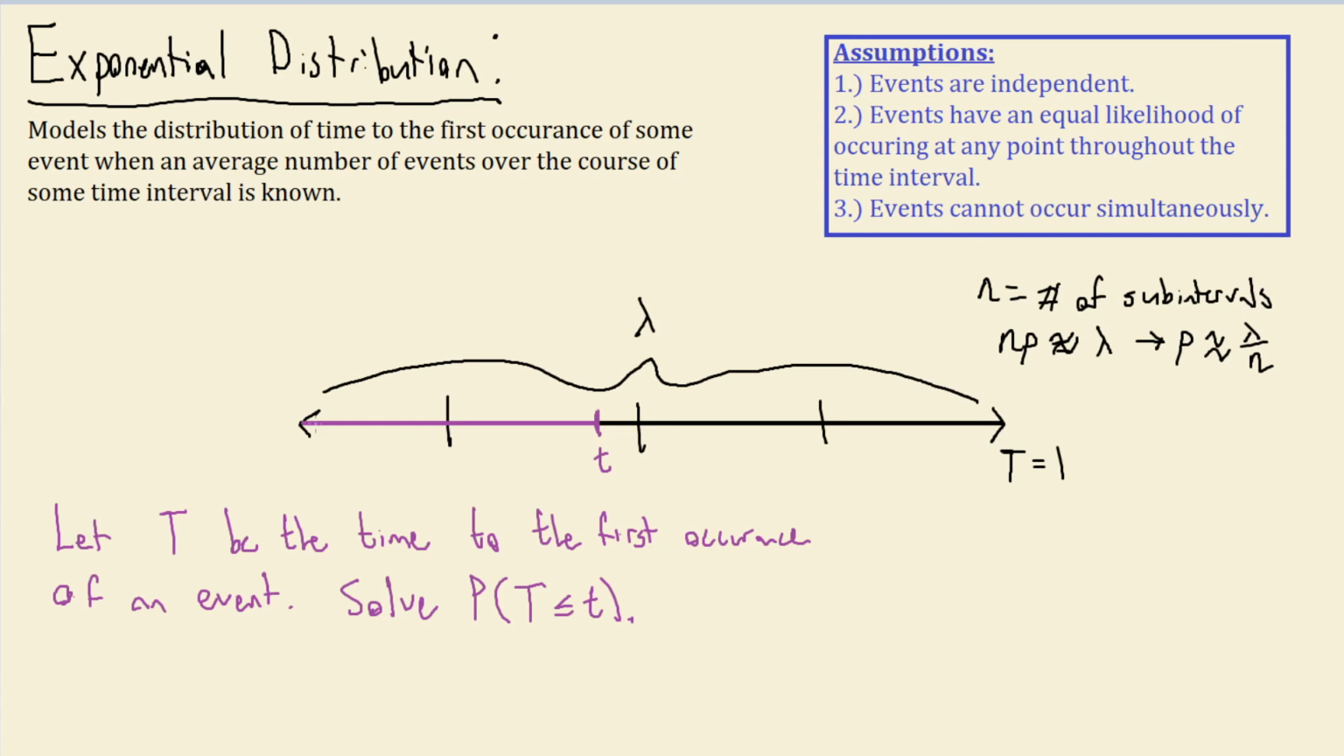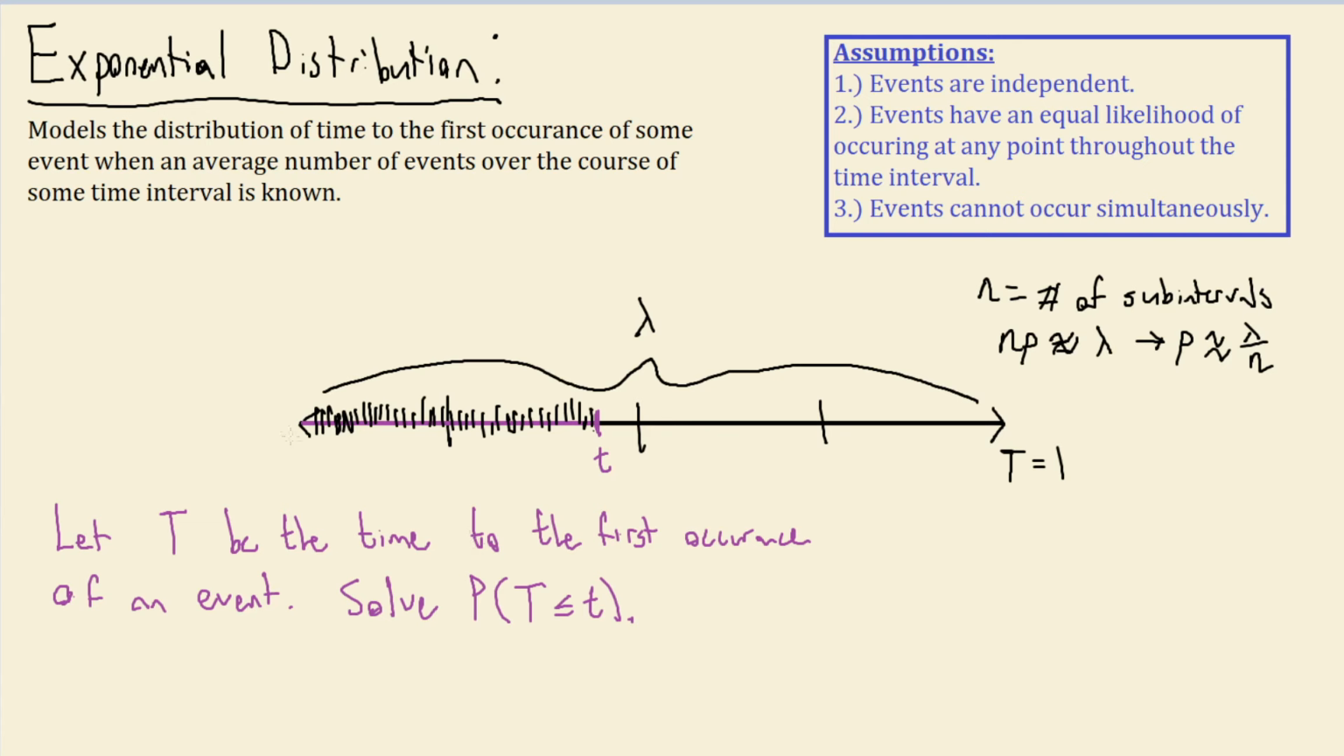And so if we're breaking this up into essentially infinitely many subintervals, you can imagine all these different subintervals here. And then what if we wanted to solve for this probability? Well, this is going to be equal to the probability that the event occurs in this first interval, plus the second, plus the third, plus the fourth, all the way up to the last time interval that includes this value t here.